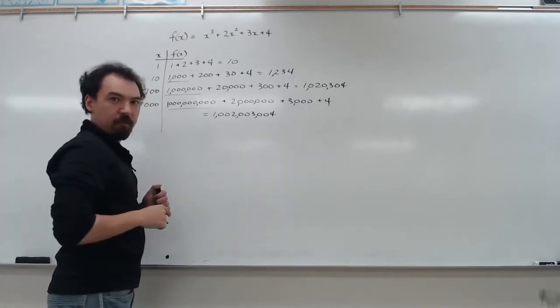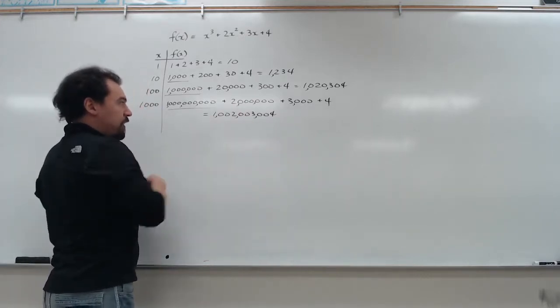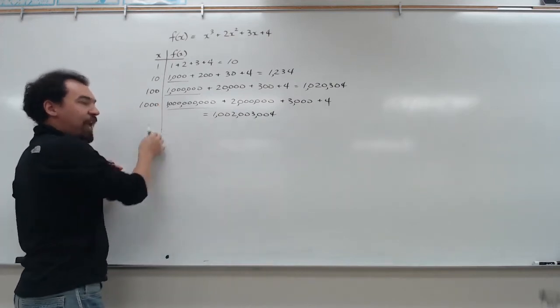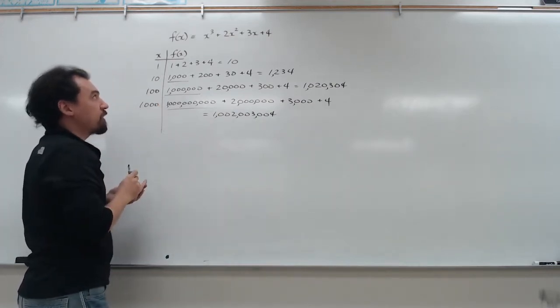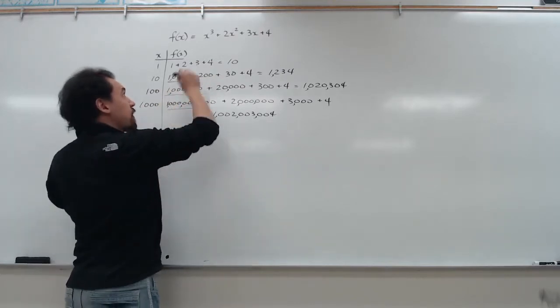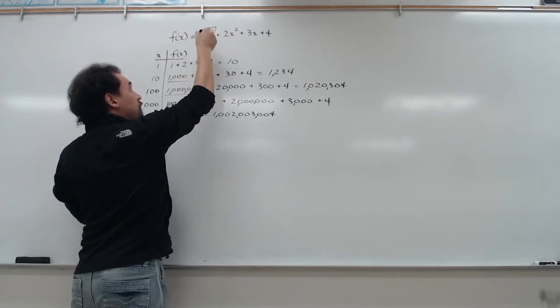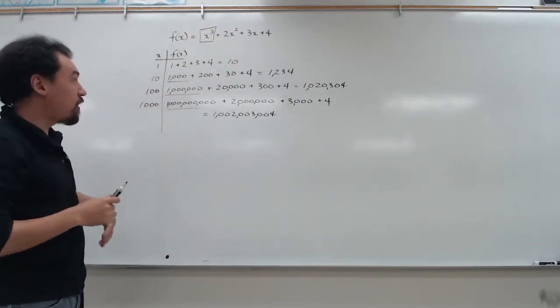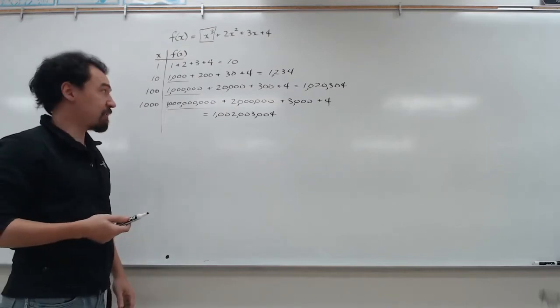Those numbers are so small compared to this 1 billion that we can start saying, as x gets bigger and bigger and bigger, the behavior of the function is determined by the leading term. None of the rest of that really has much of an effect on what f of x does.